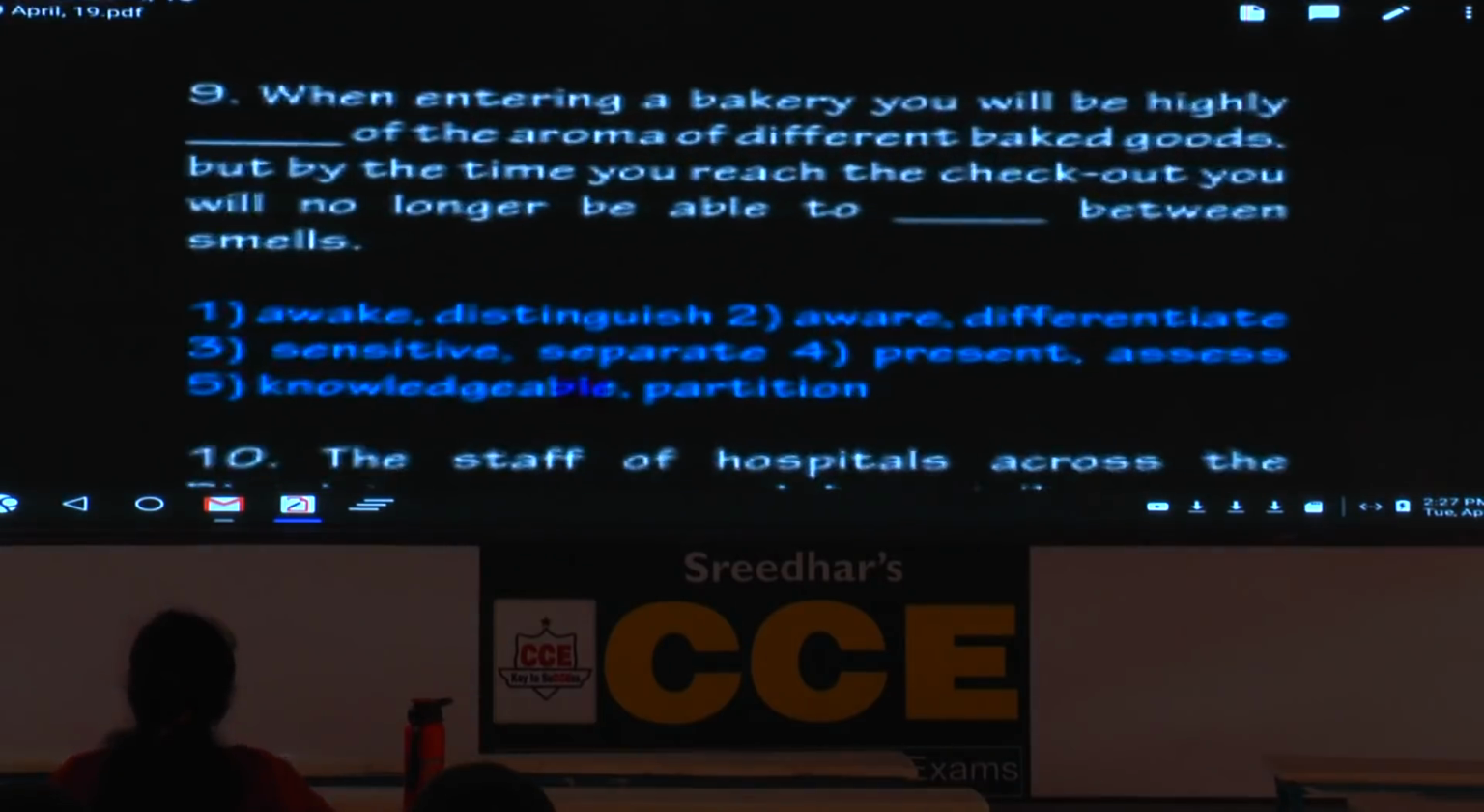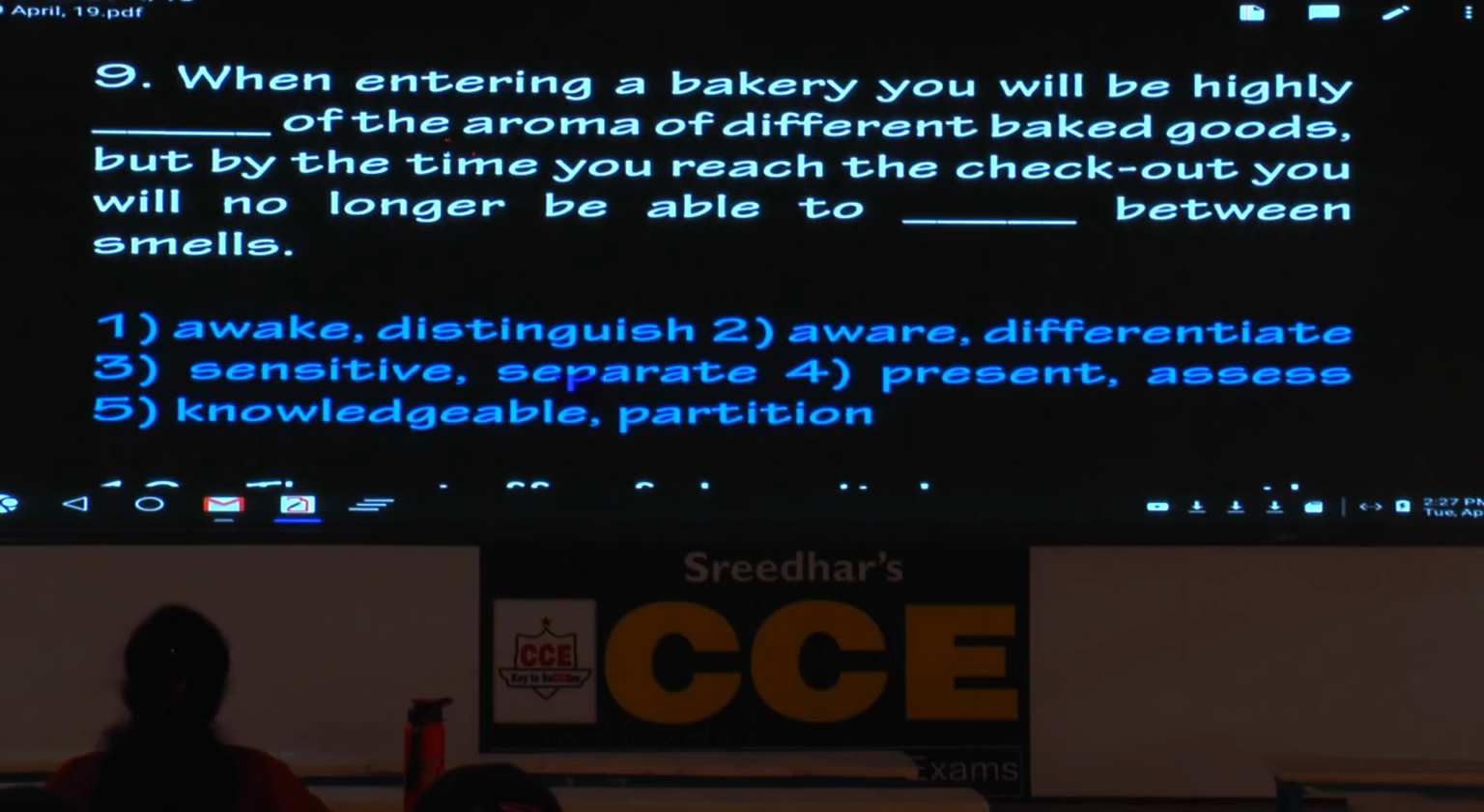Question number 9. When entering a bakery, you will be highly blank of the aroma. Underline the word. Aroma means what? Smell. Fragrance. Nice smell. Smell has a negative connotation. Fragrance. Write the word fragrance.